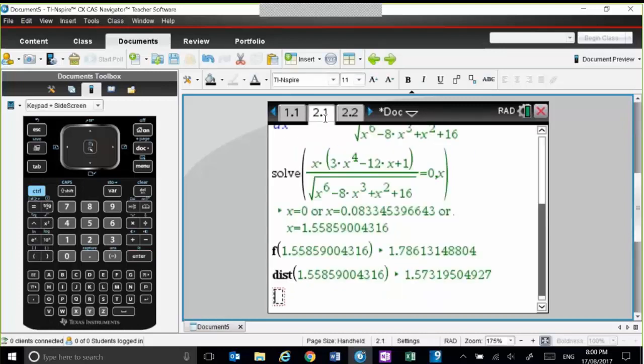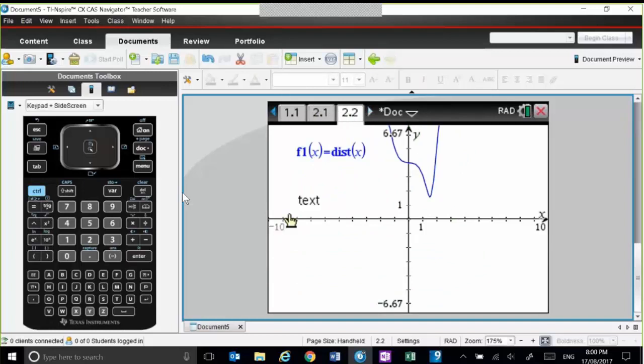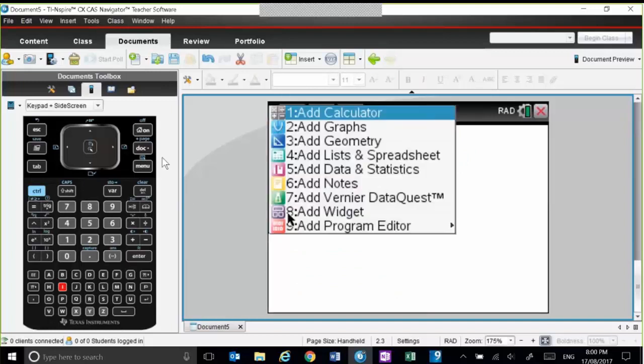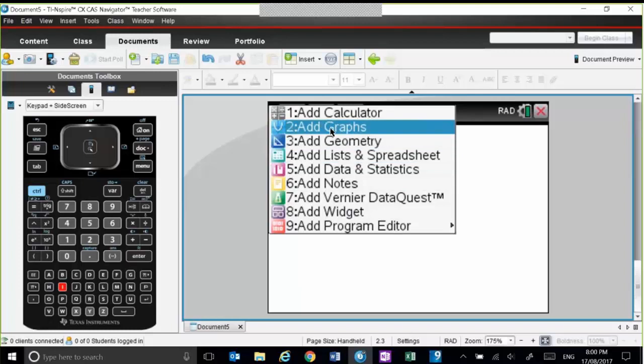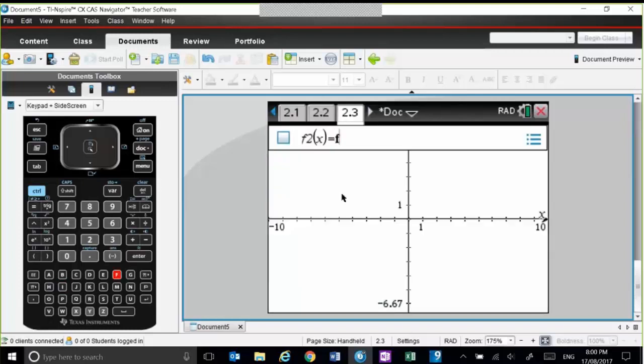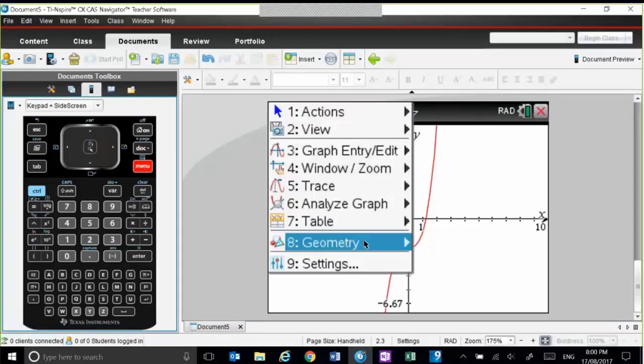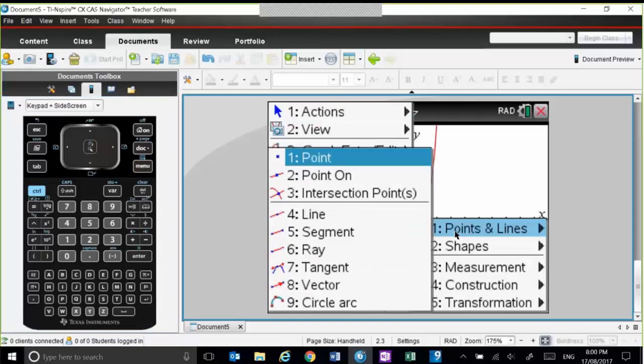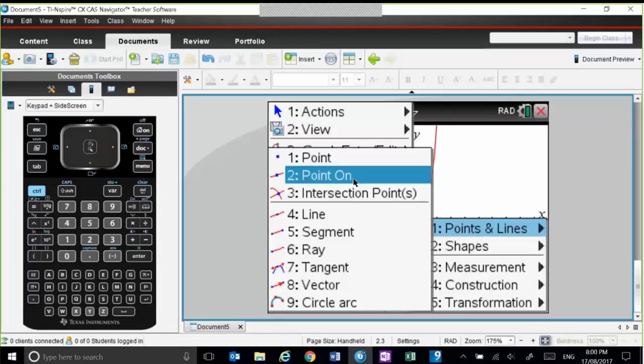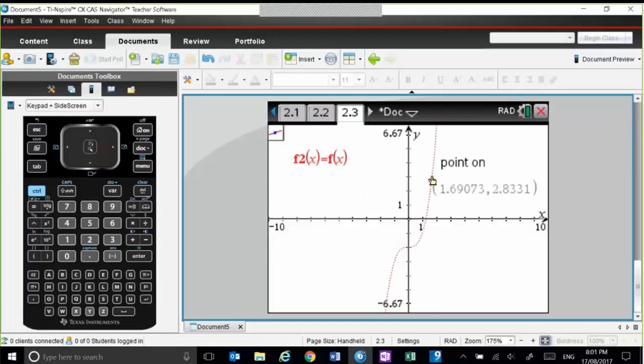That could be confirmed if I go back to here. Whoops, I'll insert with Control I another graphs page. And if I type in f of x, we get our graph up of the river. And what I'll do is, if I go through menu, geometry, points and lines, and point on, I'm going to put a point on the curve. Oops, point on, and then press enter, and it will stay there.